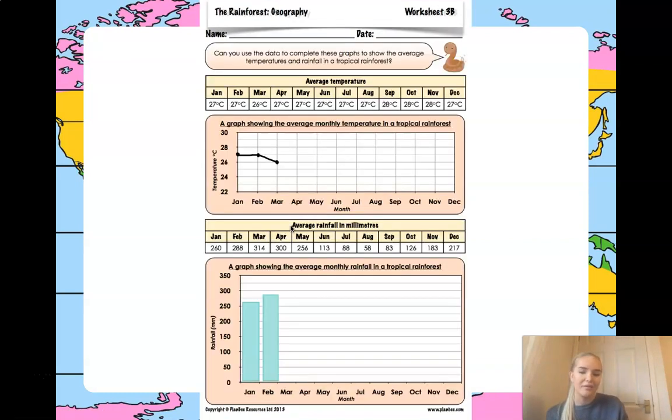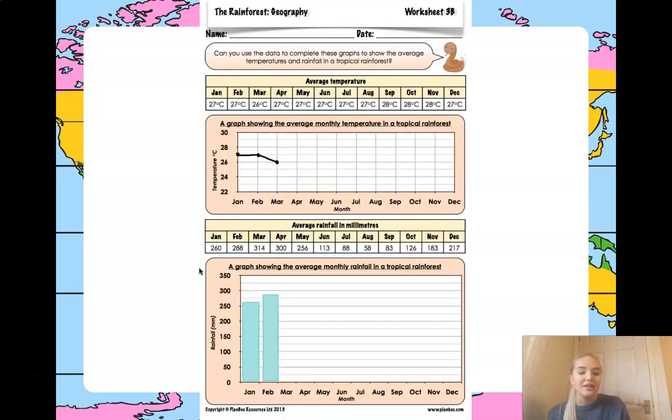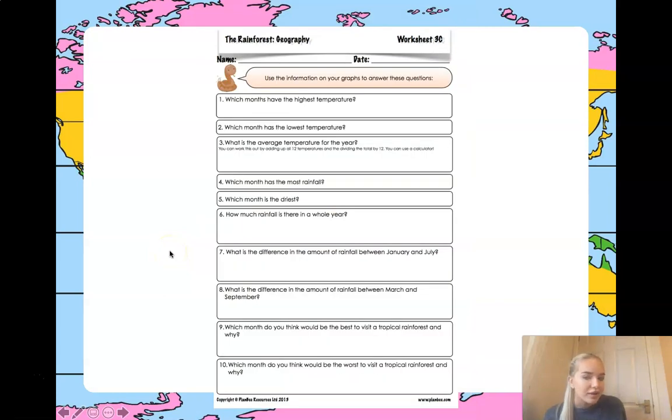How much rainfall is there in a whole year? We might work this out by adding up all of our rainfall amounts, and you can also use a calculator for this too. What is the difference in the amount of rainfall between January and July? To find the difference, you look at the rainfall in January and July and you take away the smallest number from the largest. So you'd be taking away July from January, and you can also use a calculator or you can do it with your methods that we've been learning in maths. That is the same for question number 8 too.